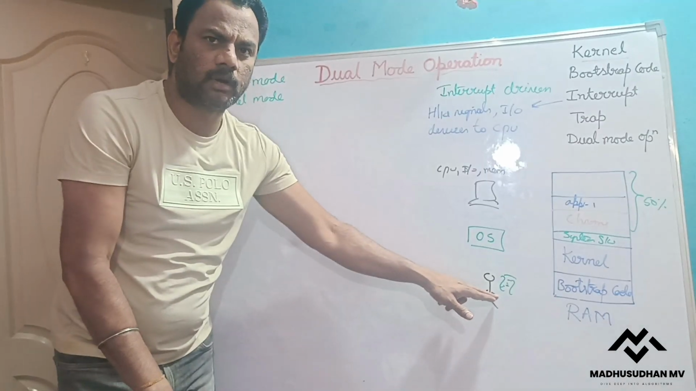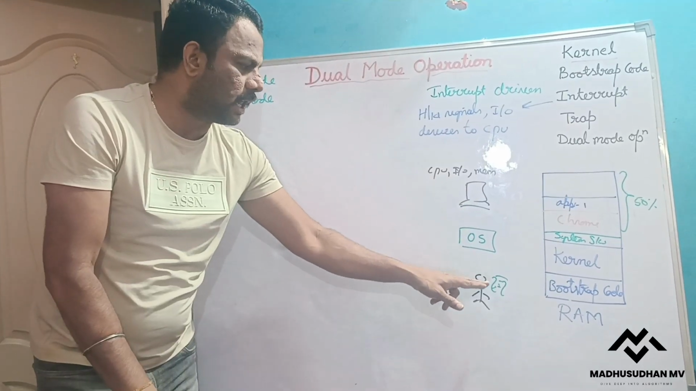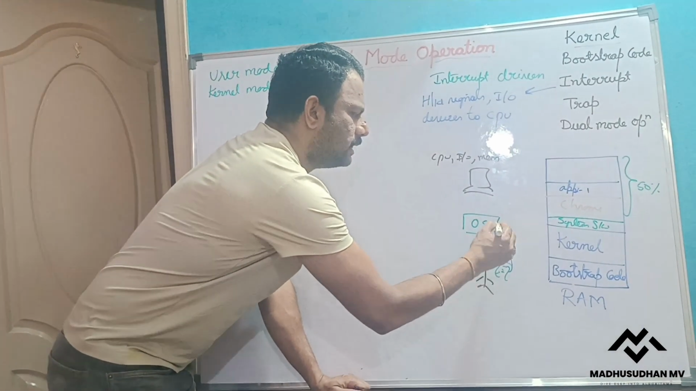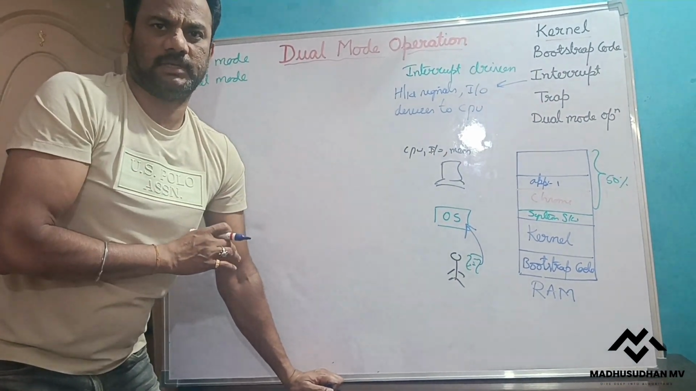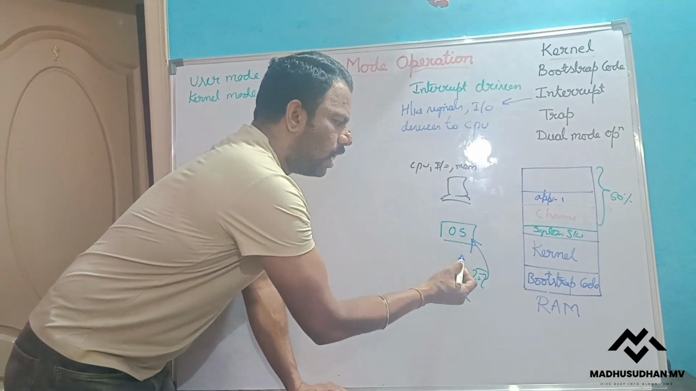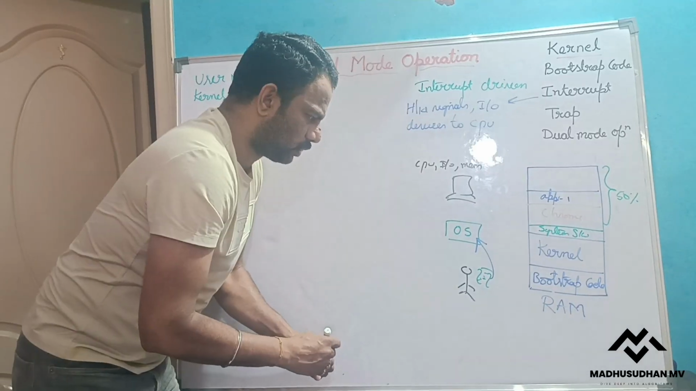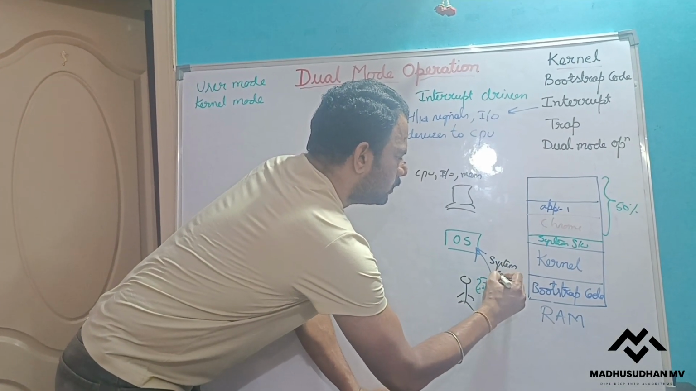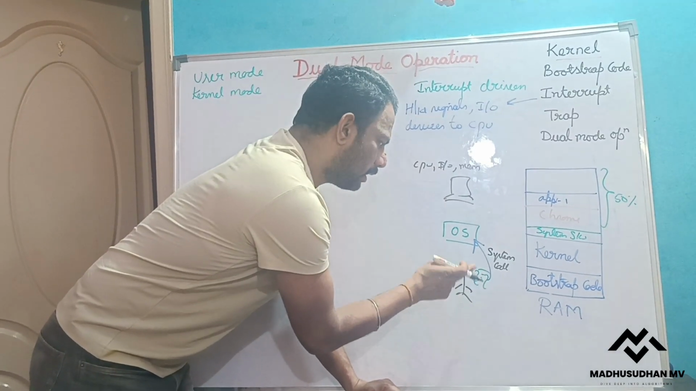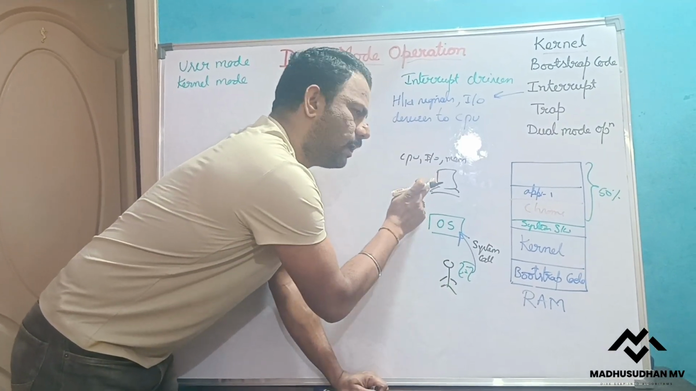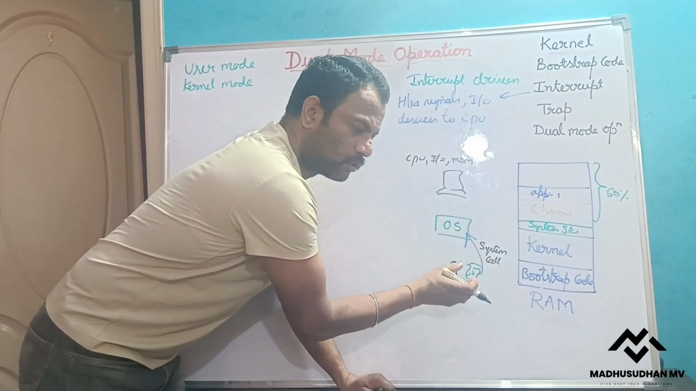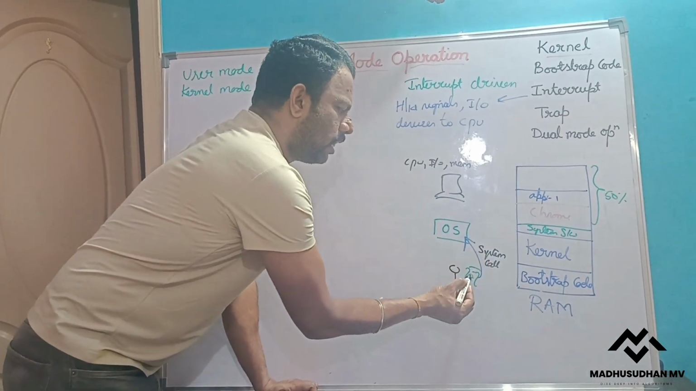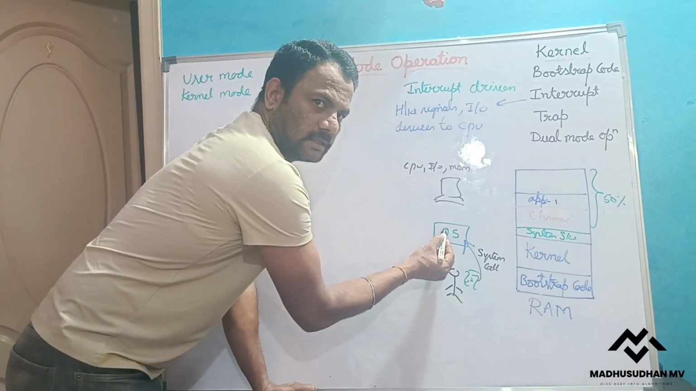Whenever our user program needs I/O devices, it is not allowed to access them directly. So it has to inform the operating system that it needs I/O device services. How will it inform? Through a call called a system call. So our user program contacts the operating system to get the I/O devices, using a program called the system call. Through the system call, our user program communicates with the operating system.